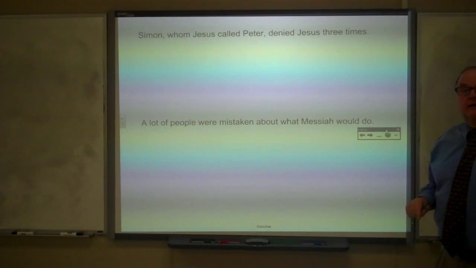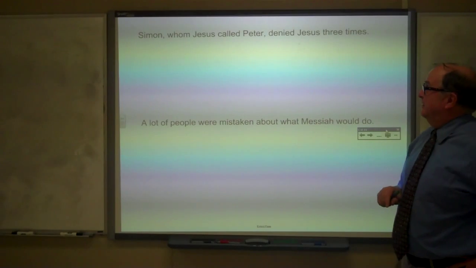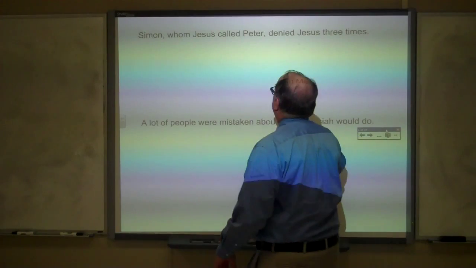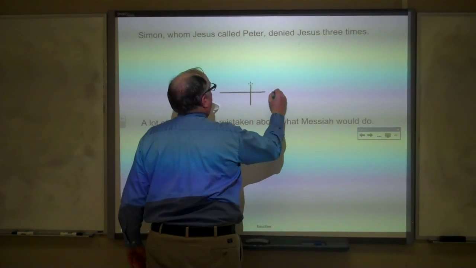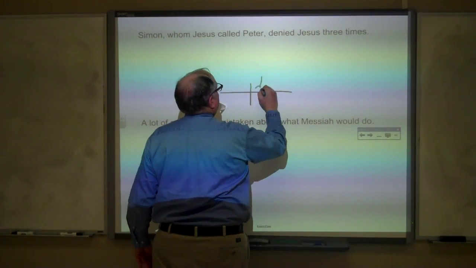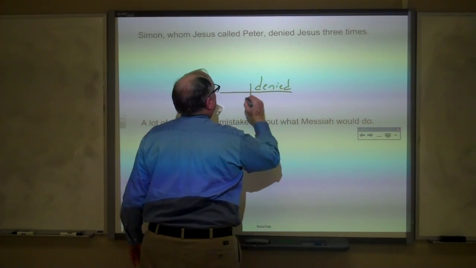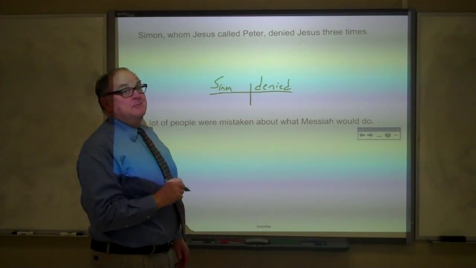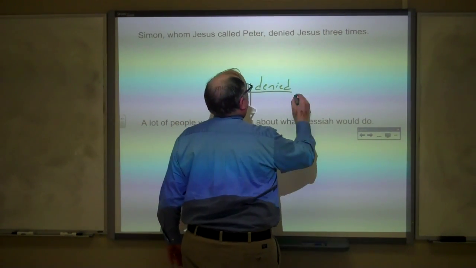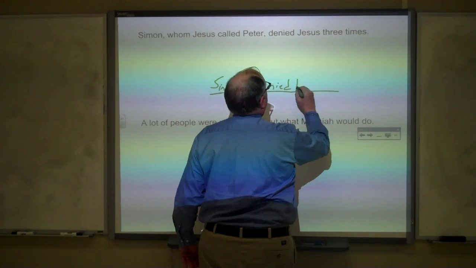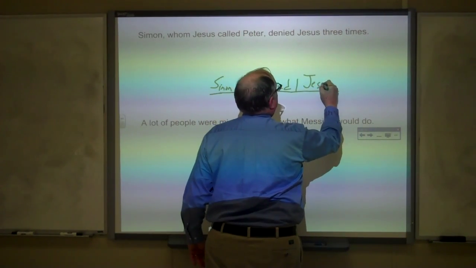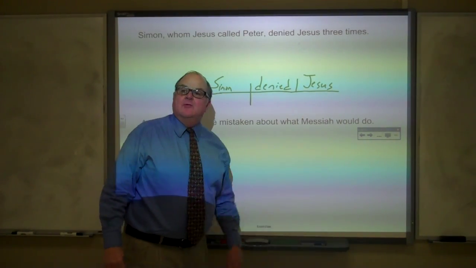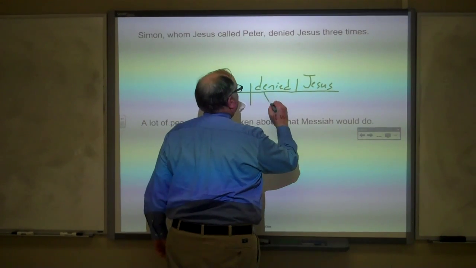Sometimes noun clauses can be appositives. Simon, whom Jesus called Peter, denied Jesus 3 times. So the main clause verb is denied. Simon is the subject. I'm going to make sure we leave room for the appositive. Jesus is the direct object. 3 times. Times, again, is one of those adverbial nouns.